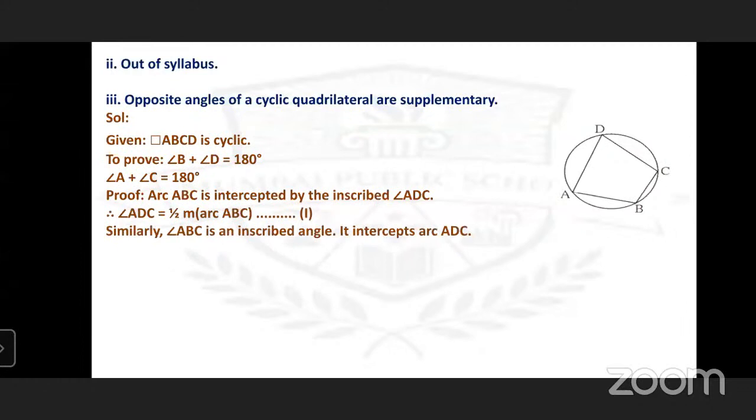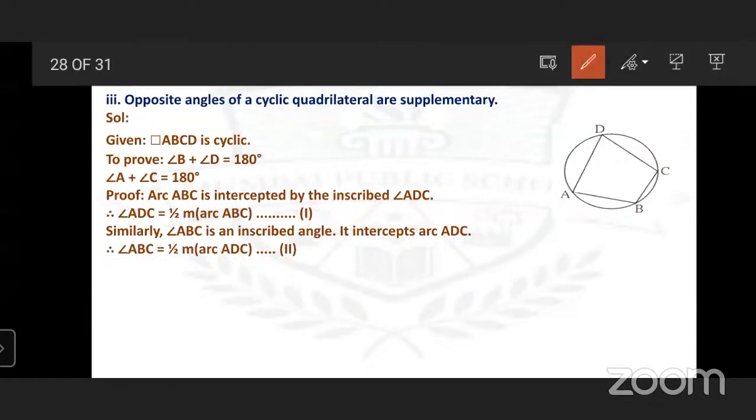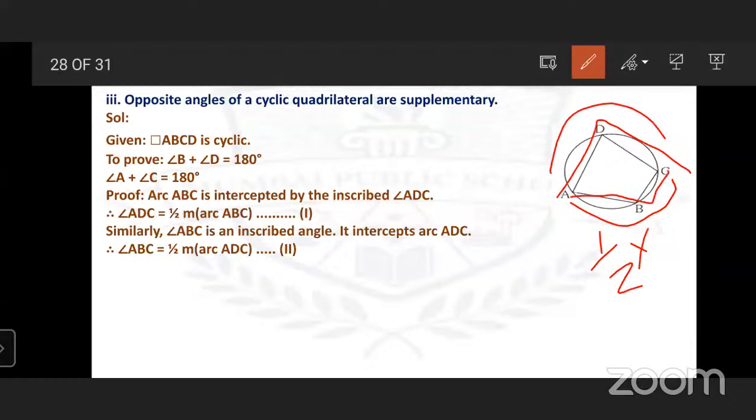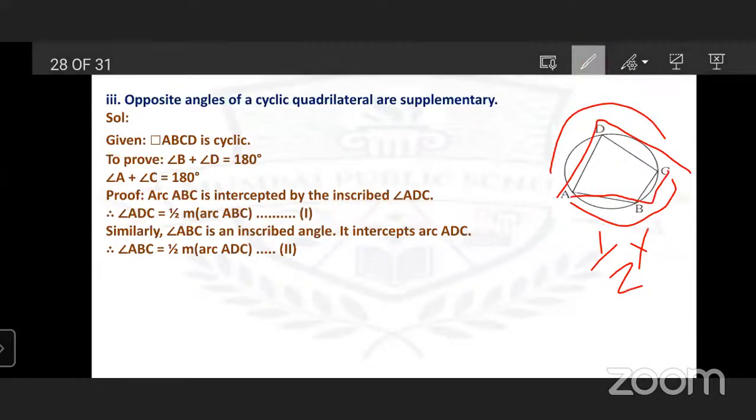Similarly, angle ABC is an inscribed angle and it intercepts the arc ADC. Therefore, we write angle ABC is equal to half of the major arc ADC. Right? See, this arc is intercepted by this angle, so this angle is half of this arc. In the second case, this angle is inscribed by this arc, so angle ABC is half of arc ADC.